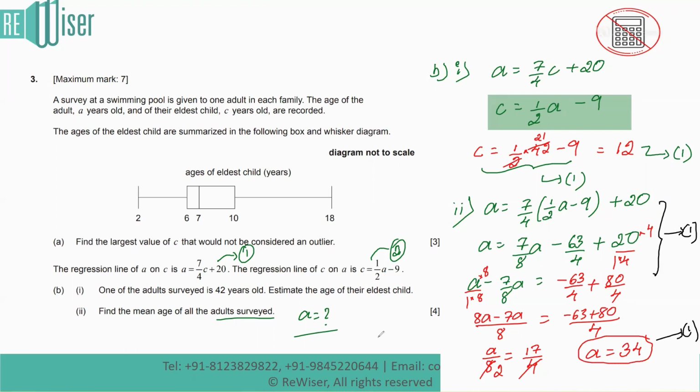And this is how part B would carry 4 marks in total.